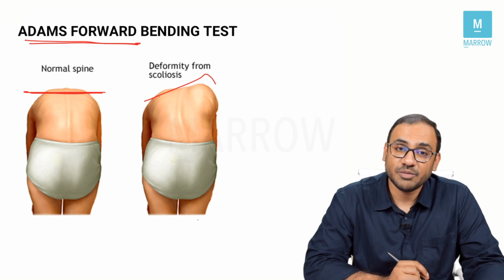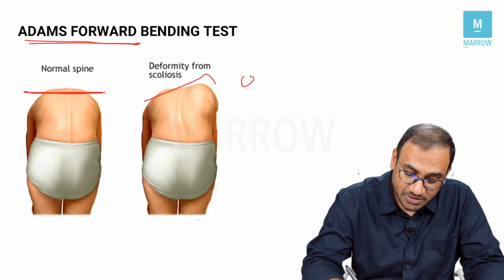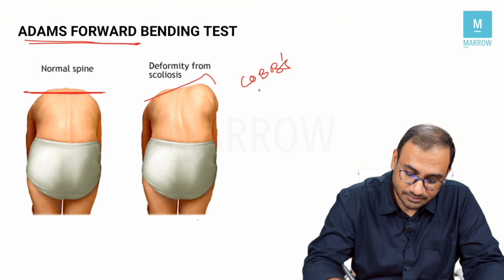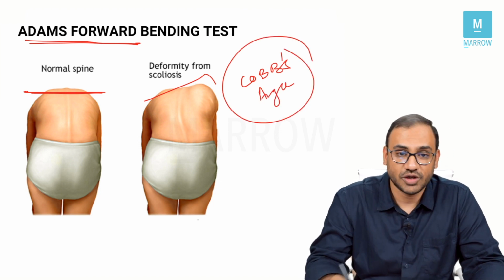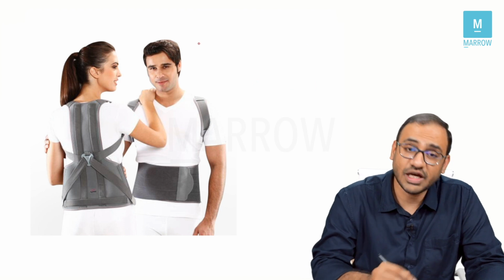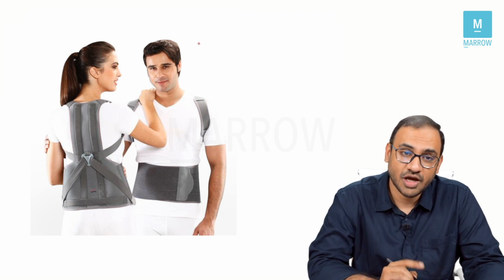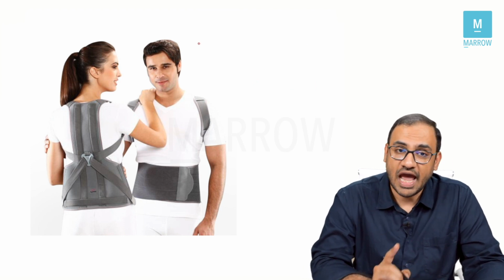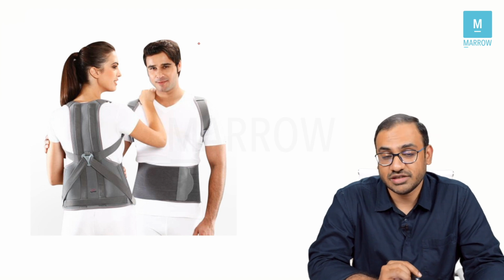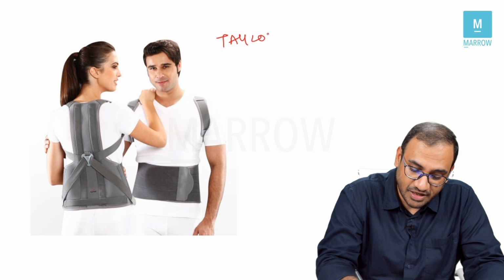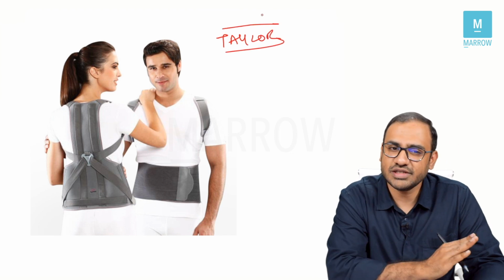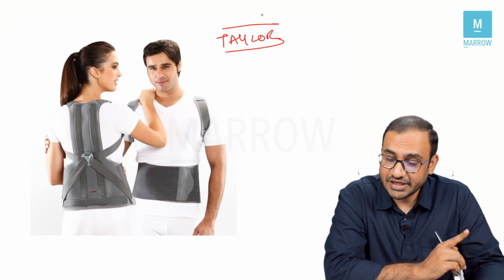Another thing I want you to remember and not forget is the Cobb's angle. Right? Cobb's angle is used to measure scoliosis. Now, the other options. There were two more options. One was Taylor brace and the other was Ash brace. And I'll be doing injustice if I don't discuss this. This is the brace, Taylor brace. And this was asked just a few days ago in the FMG screening exam.